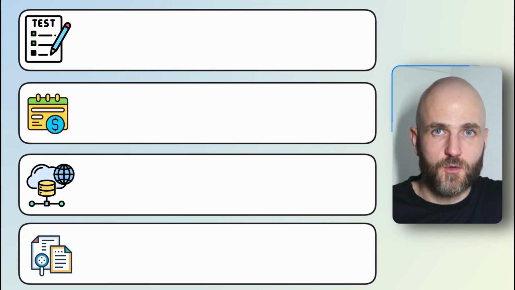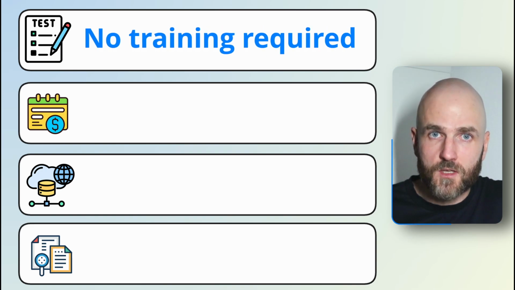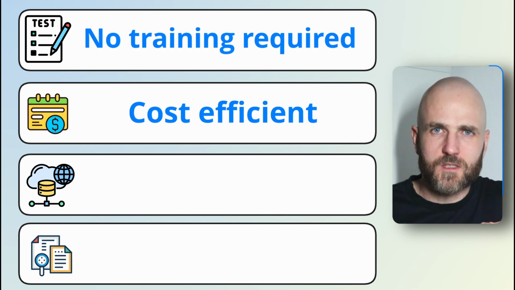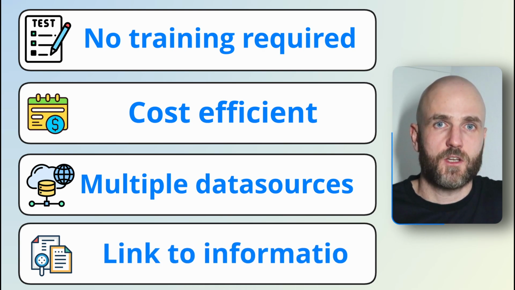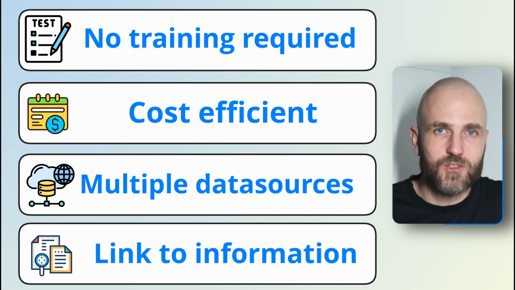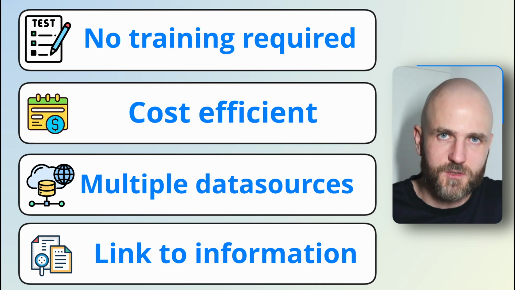The best part, RAG doesn't require training the model, it's cost-efficient, works with multiple data sources, gives fact-based answers, and even lets users check the documents it used for the responses. So you can actually verify the answers instead of just trusting them blindly.